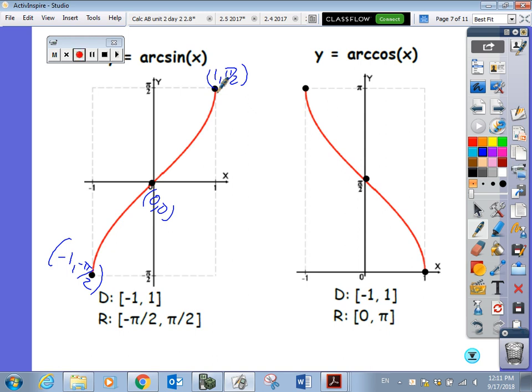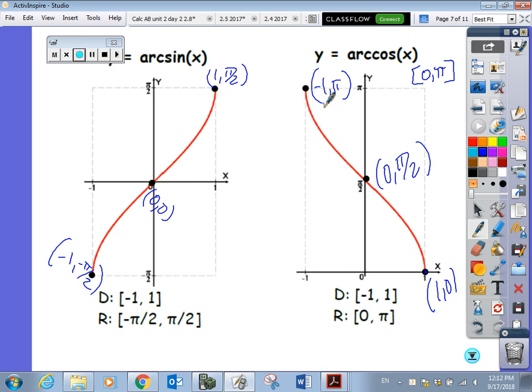For arc cosine, our restricted domain is going to be 0 to pi, because that's the section we can take out of the parent function of cosine to make its inverse a function. So that would be the points (1, 0), (0, pi/2), and (-1, pi). Those 3 points for each of those graphs are the parent function points that you would shift.